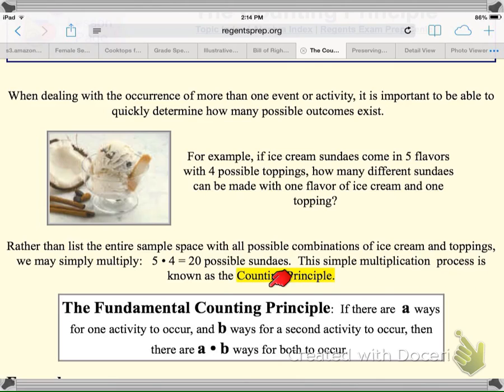Now, what should go in your grid composition book is counting principle, and this part right here. If there are A ways for one activity to occur and B ways for a second activity to occur, then there are A times B ways for both of those to occur. And Lauren, I'd like you to push pause, and I'd like the substitute teacher to walk around and just make sure that everybody has that copied into their grid composition book.